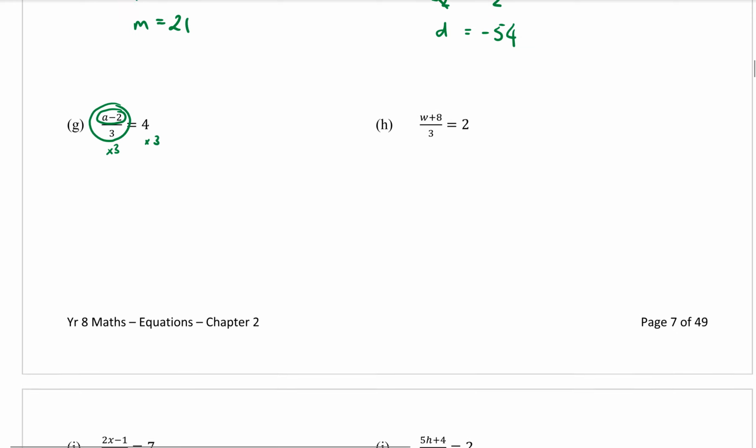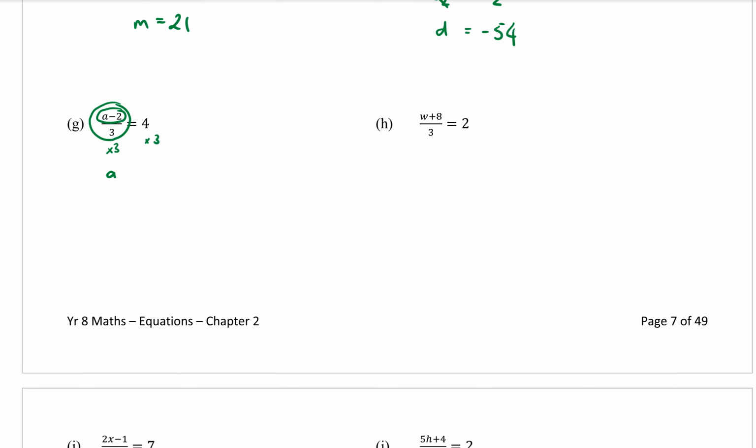I will have A take away 2 still on the left-hand side. And 4 times 3 is 12. Now for the second step, the minus 2, it's just a normal minus 2. It's not next to the letter. So the opposite is to plus 2. A equals 12 plus 2 is 14. Have a go of H. It's very, very similar.